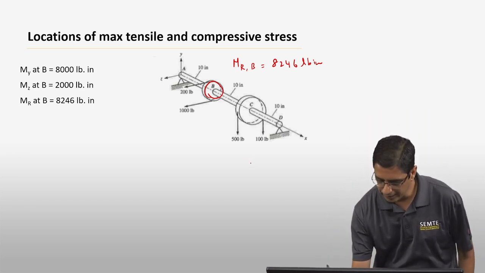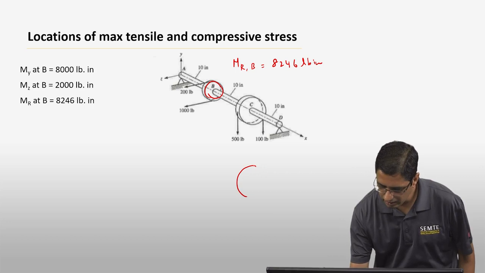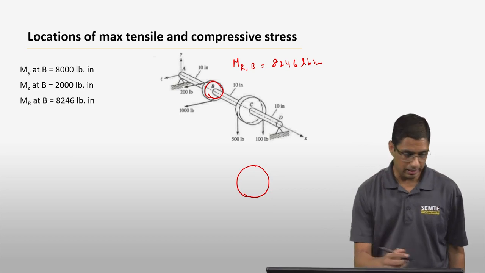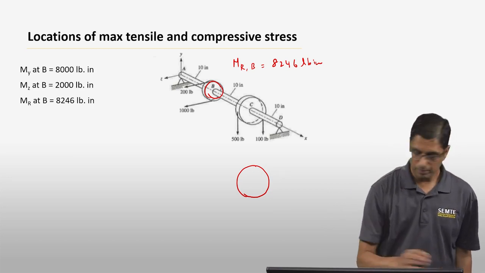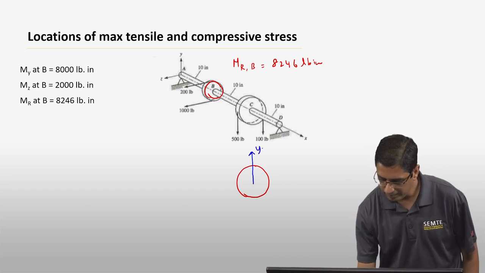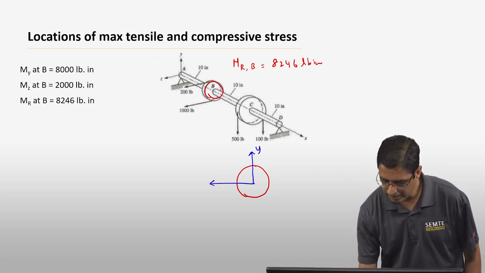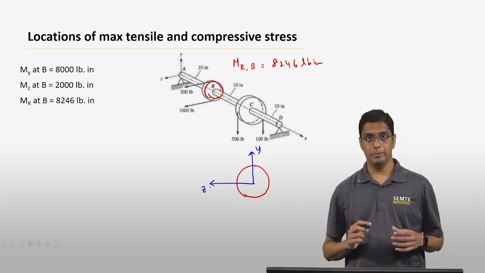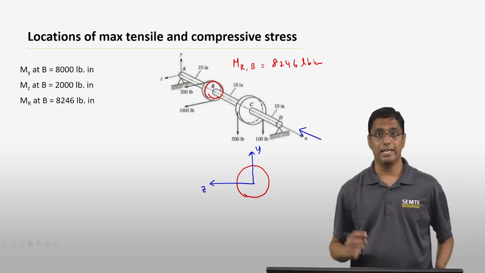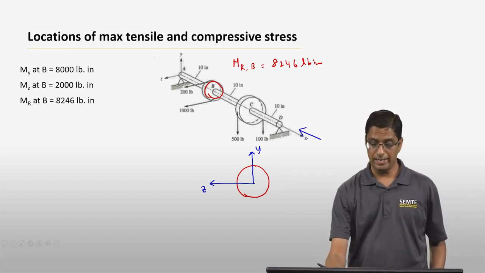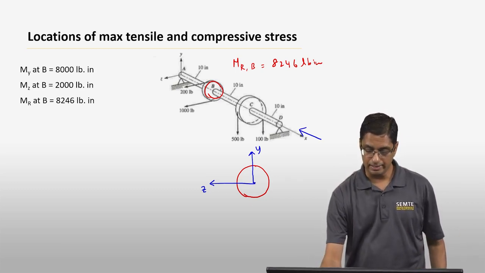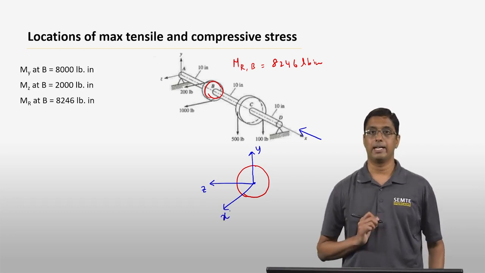Okay, so that's what I'm going to do here. So this is the circular cross-section at point B, and I'm going to mark the axis. So this is my y-axis, and this is my z-axis. Okay, what I want you to remember is that we are essentially looking at the shaft from this side. Okay, so that is the cross section that you're looking at. So y is pointing upwards, z is pointing to the left, and your x is actually coming out. That is your direction of x.